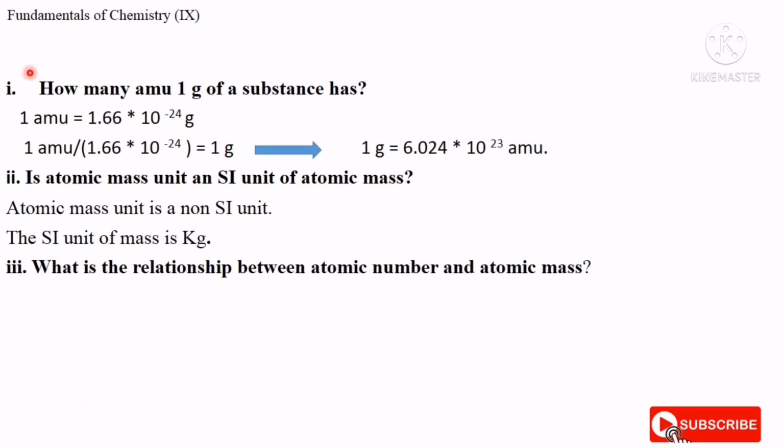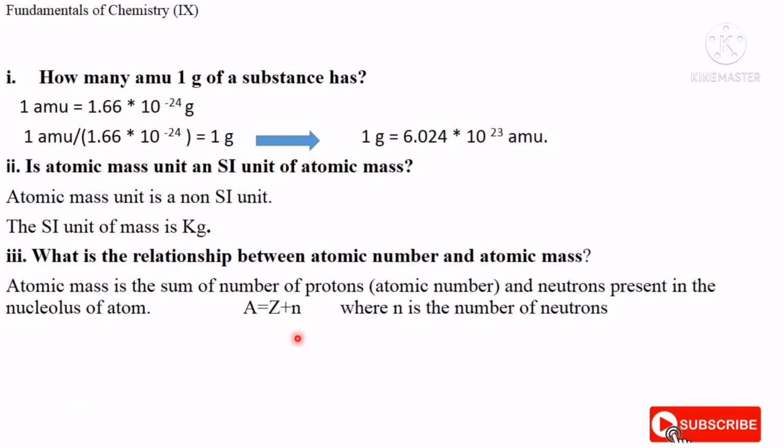What is the relationship between atomic number and atomic mass? As we know, atomic number is the number of protons in the nucleus of an atom, and the mass number is the sum of the proton number and the neutron number. The mass number is represented as A, which is equal to proton number plus neutron number.